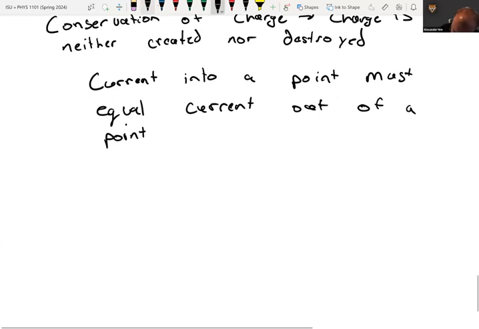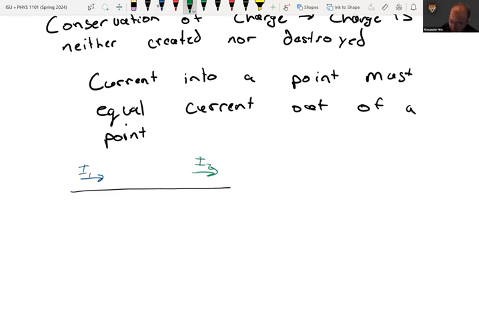So the idea here, in simplest form, is that if we had I1 and then over here, I'll do this in green, we had I2. Well, what conservation of charge is saying is that I1 has to be equal to I2. And if we view this as our point, I1 is flowing into that point. I2 is flowing out of that point. The only way for that to work is if I1 is equal to I2.